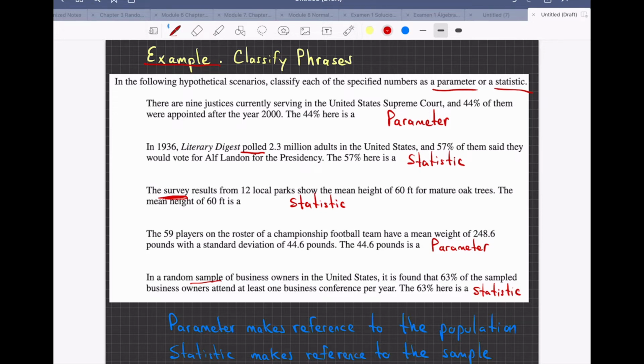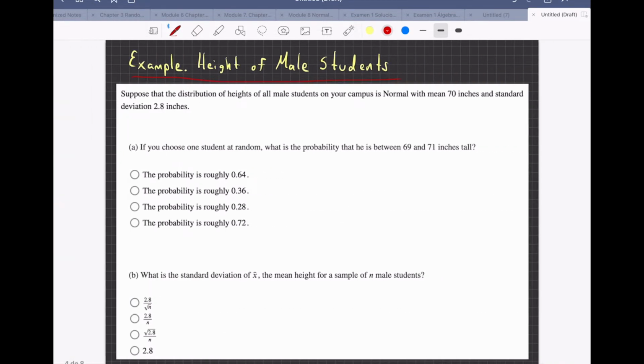All right, let's continue. Now, the examples. Example from a chip: height of male students. Suppose that the distribution of heights of all male students in your campus is normal, with mean equal to 70 inches and standard deviation 2.8 inches. If you choose one student at random, what is the probability that he is between 69 and 71 inches tall?